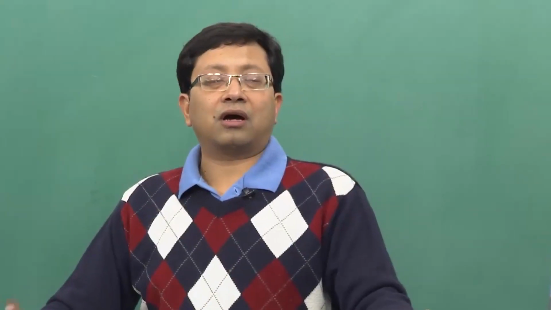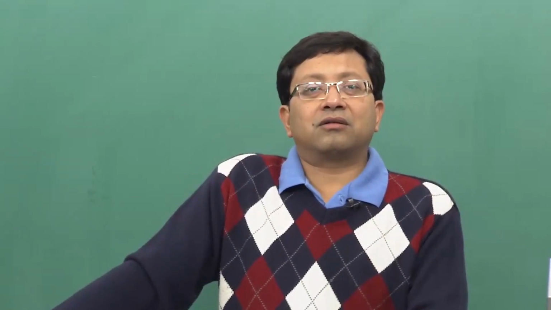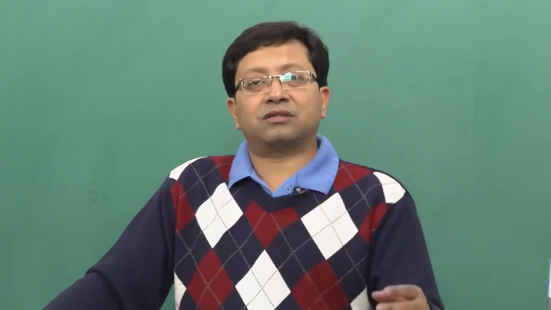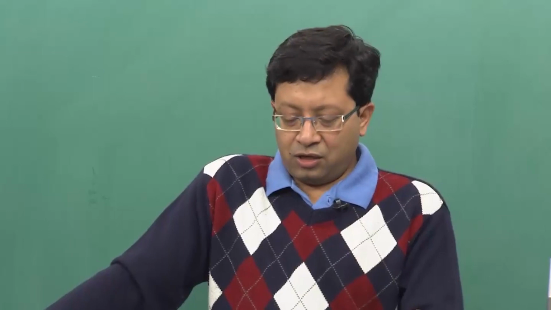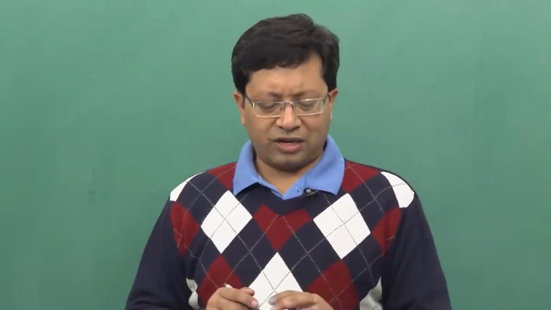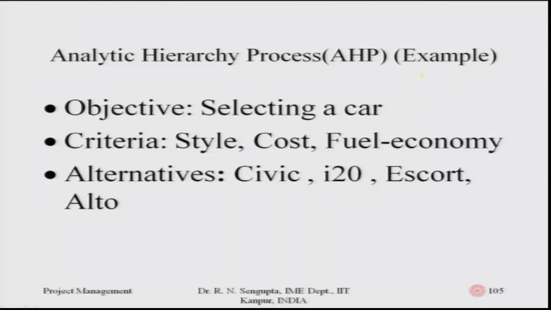Consider the fuel economy of the car. It may be possible that one car is diesel and another car is petrol, or that for one of the cars the overall service cost to maintain the car is very high. So, there can be different types of hierarchies. Then the alternatives, very simply, are the Civic, I-20, Escort, Alto, and they can be other cars also.